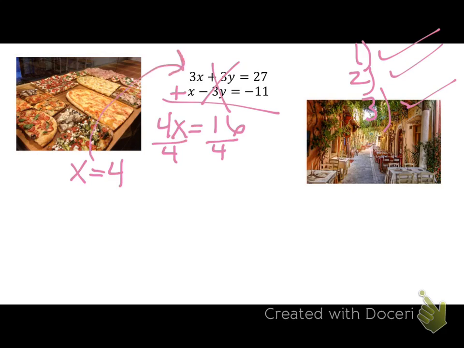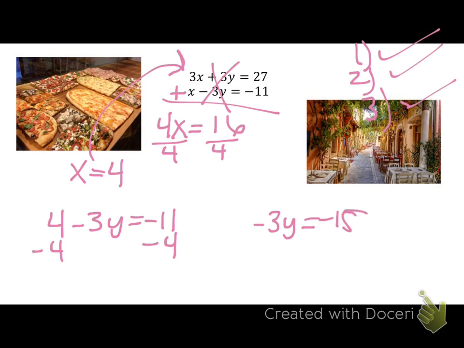Plug it into an equation. Let's try the bottom one. Subtract 4 from both sides. Negative 3y equals negative 15. Divide by negative 3. Y should equal 5.